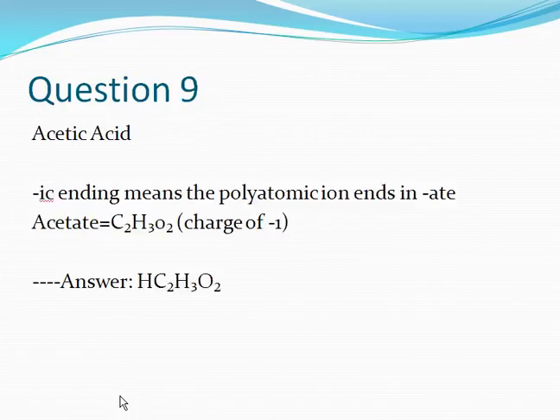Question 9. Since acetic ends with the ending ic, the polyatomic ion is acetate. Knowing that acetate has a charge of -1 means 1 hydrogen is needed for 1 acetate ion, and there doesn't need to be any subscripts following either of the ions. The formula for acetate is then just added after the H.